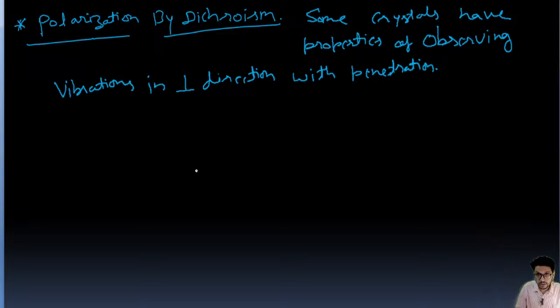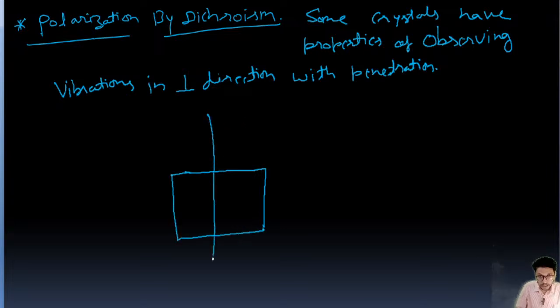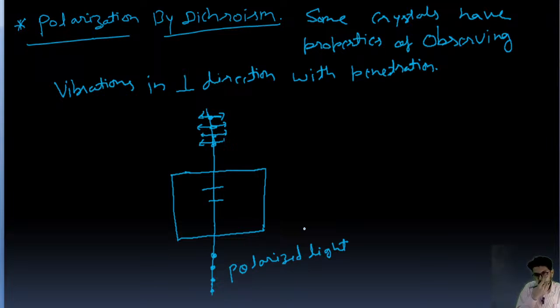I'll show you this polarization by dichroism. This is the crystal, and from here we pass unpolarized light, and then we get here polarized light. So we get the polarized light by dichroism.